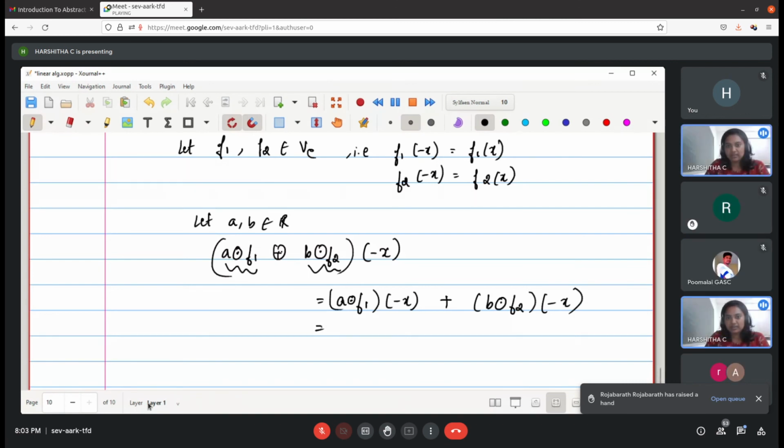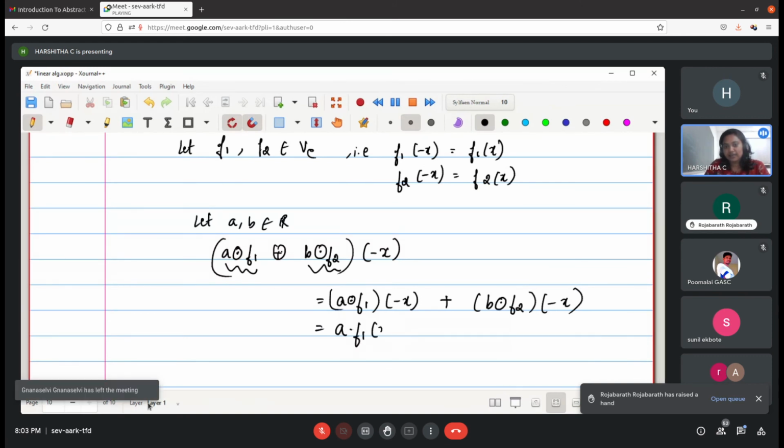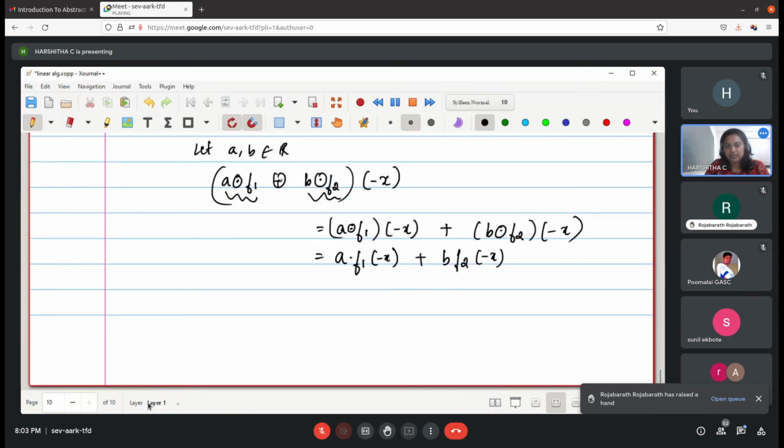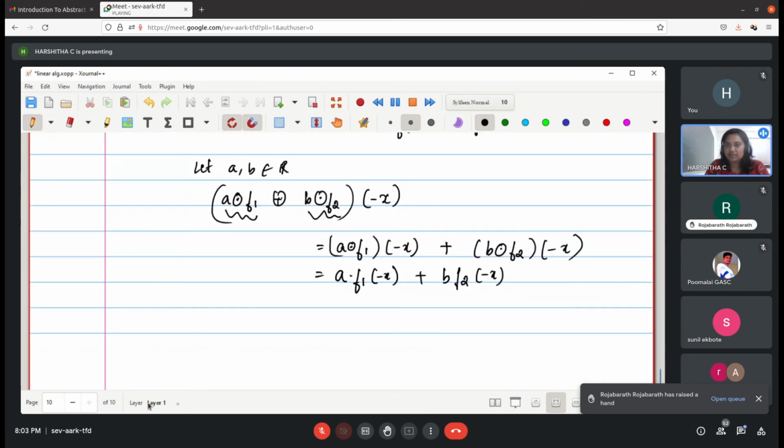Again, now we'll use how we have defined scalar multiplication. So A dot F1 evaluated at minus x is nothing but the real number A into F1 evaluated at minus x plus B into F2 evaluated at minus x. So now you use the condition that we know: F1 of minus x is equal to F1 of x, and F2 of minus x is equal to F2 of x.